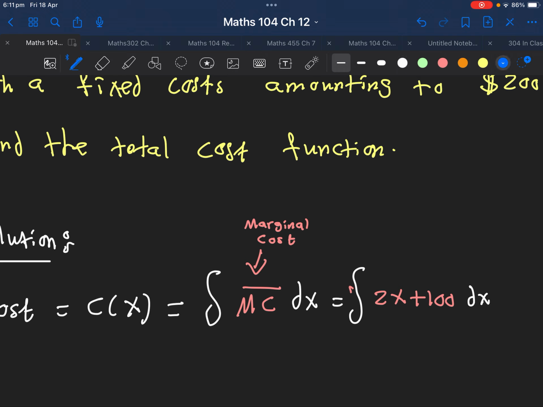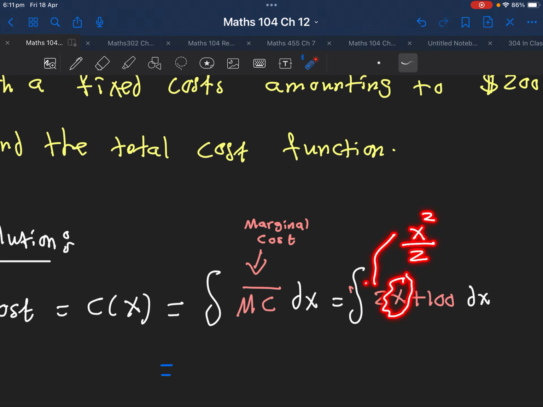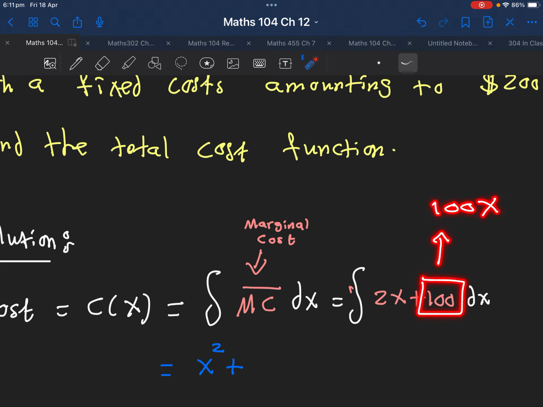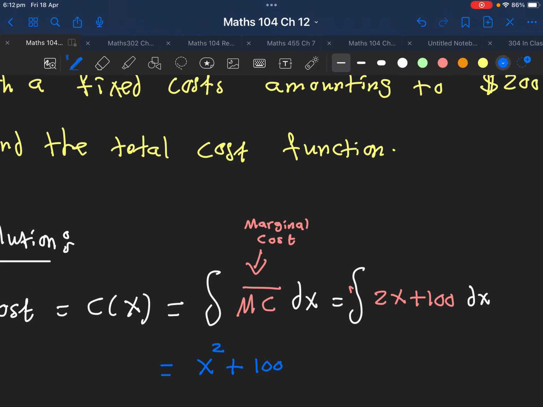And finally, we just need to find the final answer. Now we ask ourselves, what is the integral of x? It is x squared over 2. And because there is another 2 here, they get cancelled. So you will just get x squared. So the first one would be just x squared plus. Now, because you don't have any x with the 100, the integral will be directly 100 and we just write x to it. Remember, if we have just a number without x, we just write x when we do the integration. So it will be 100x.